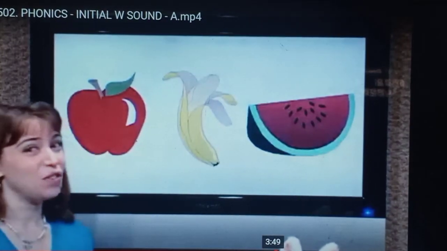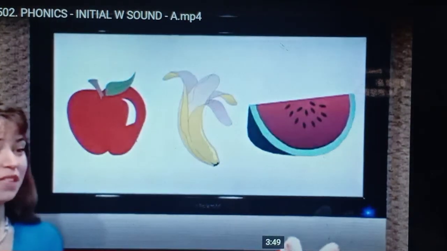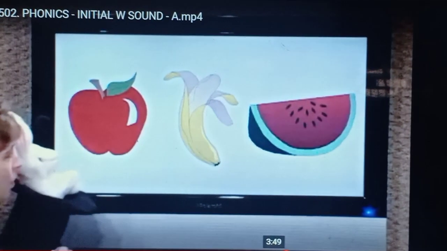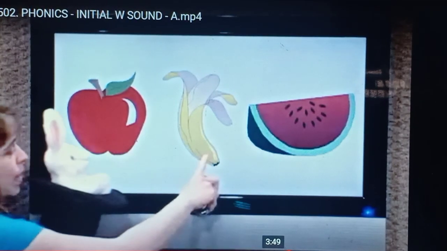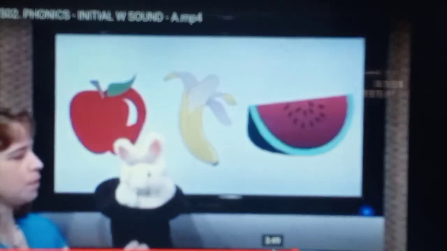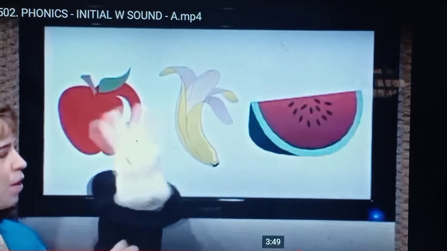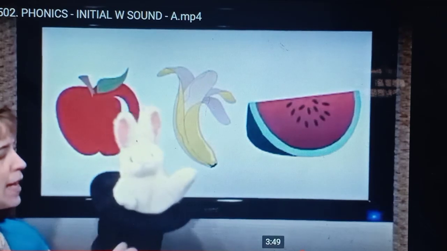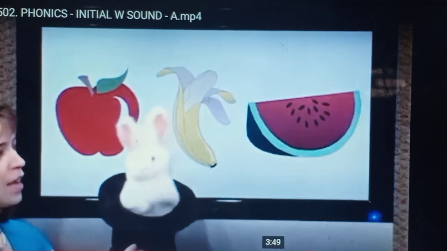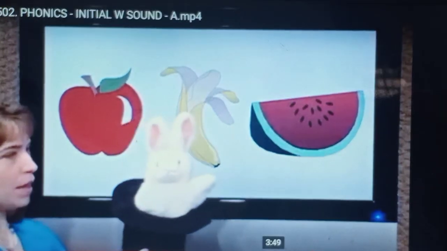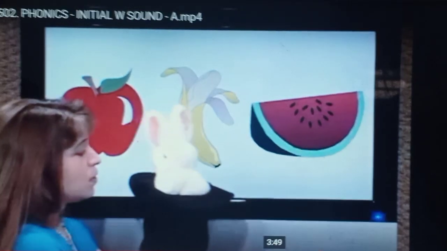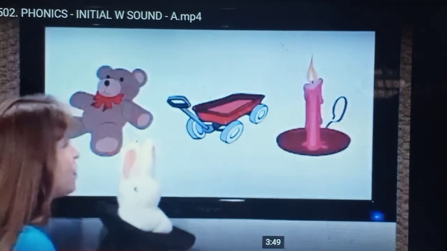Okay, now let's see if we can find the picture that starts with W. Mr. Rabbit, will you help us? Sure. Apple, banana, watermelon. Do you hear the W sound? Apple, no. Banana, no. Watermelon. I hear it at the beginning. Alright, so watermelon starts with the W sound.